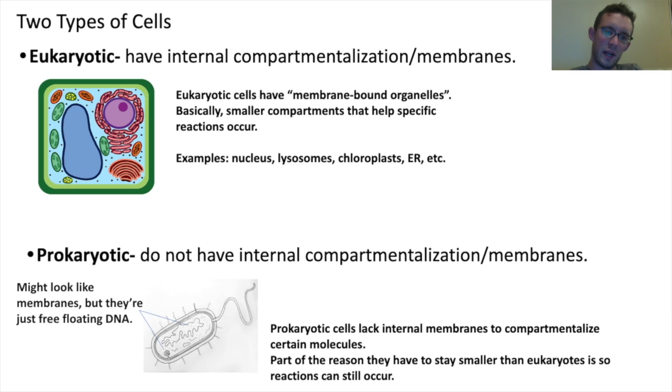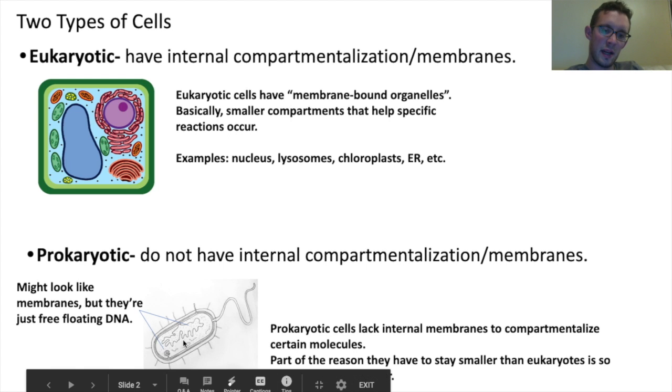And just a quick note on this prokaryotic diagram. These particular structures inside of the prokaryote might look like membranes, but in a prokaryotic cell, this is just free-floating DNA, one long chromosome looped together, or in this case, a very tiny loop of DNA called a plasmid.